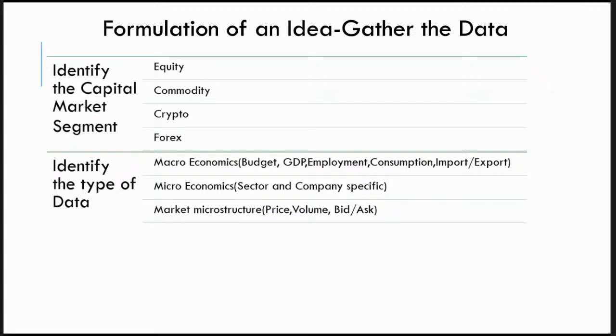Next type of data is market microstructure. This is the most popular kind of data which everyone uses, and without that we can't create any strategy because price is there. So it covers the price, volume, bid and ask, and so on, different kinds of other data which generally the exchange provides to us.